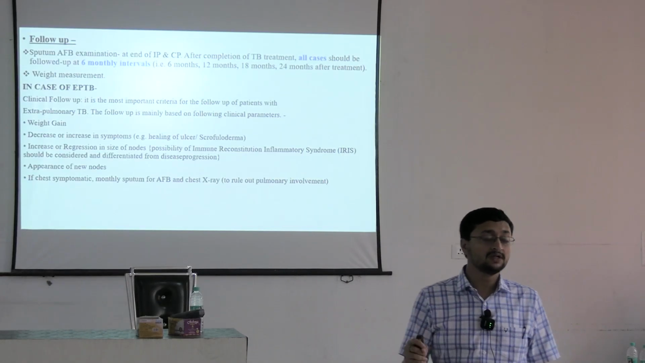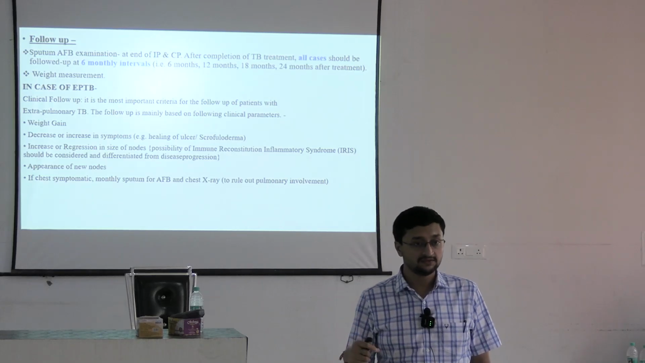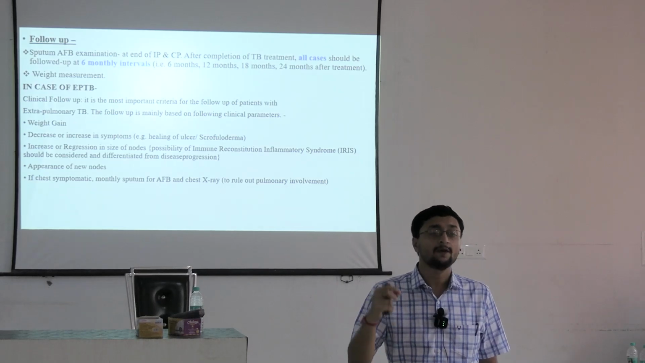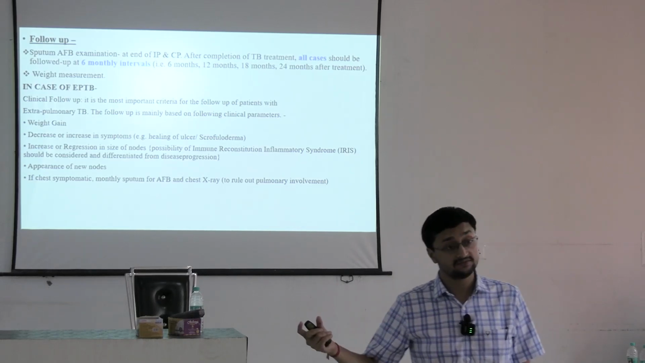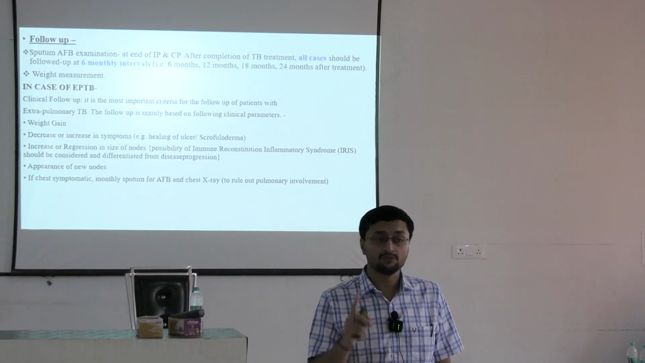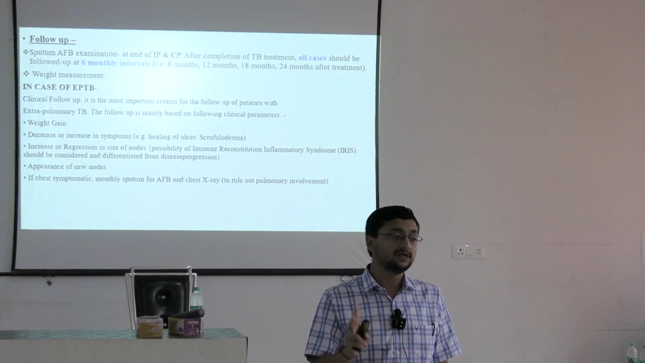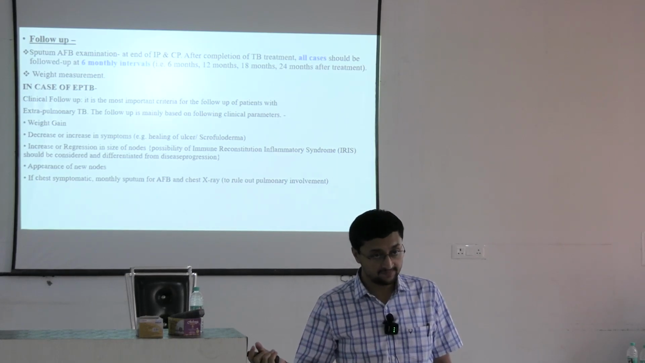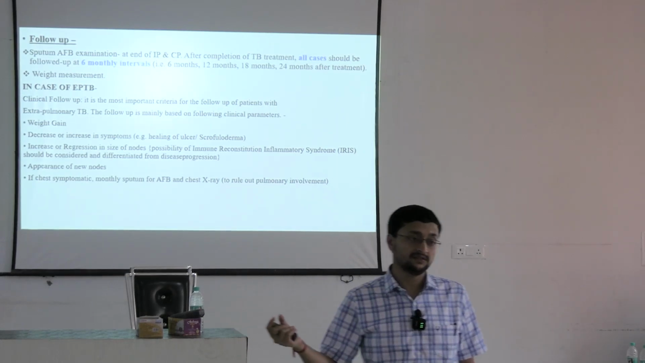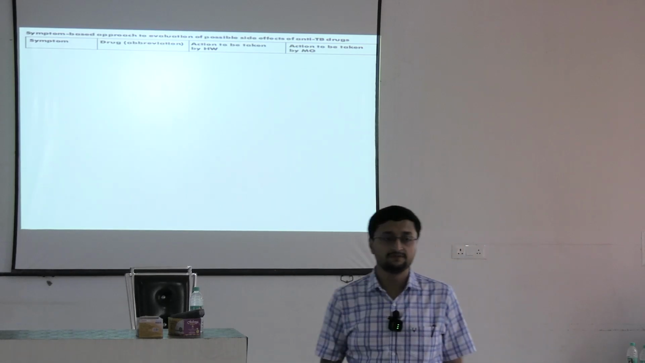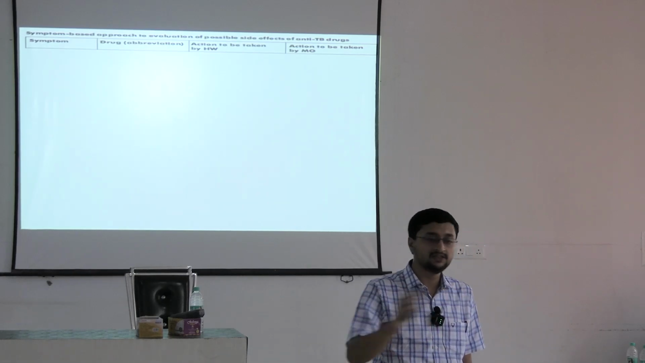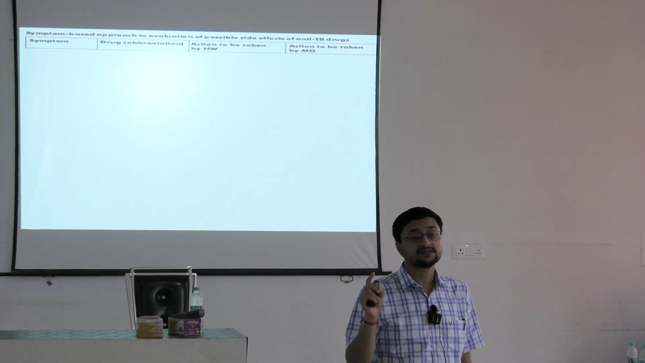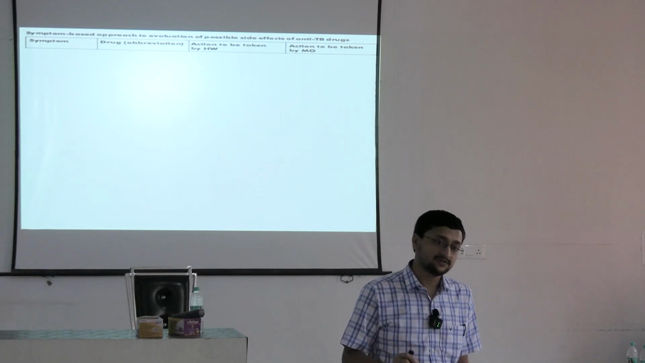Even after 3 to 4 months of ATD, if the lymph node size is not decreasing, or there is appearance of a new node at a new site, then you must think about two things: one is an alternative diagnosis, the second is drug resistant tuberculosis. We have to do the lymph node biopsy again and send it for culture. Now the most common side effects: there are plenty of side effects of ATD, but the most common two are skin rash and hepatotoxicity.